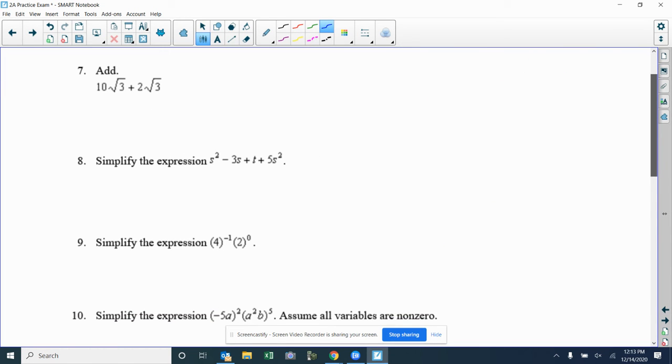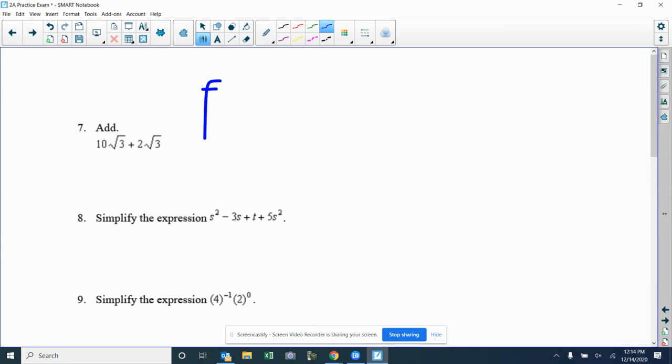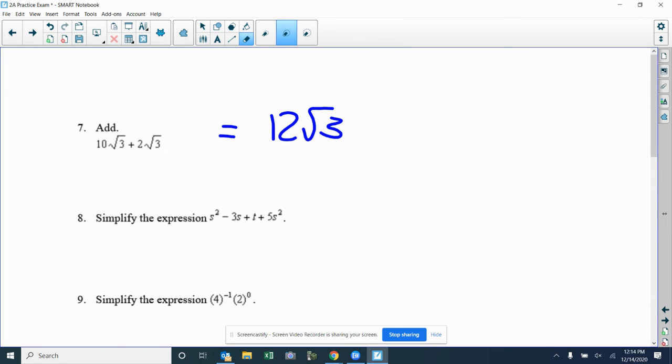Number 7. Might be the easiest problem on the whole thing. If we have 10 of something and we want to add 2 of something, how many of those somethings do we have? 12 of those somethings. So 10 square roots of 3 plus 2 square roots of 3 gives me 12 square roots of 3. If you miss that one, we get to hit you with something.